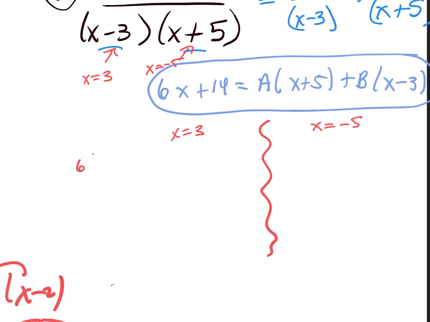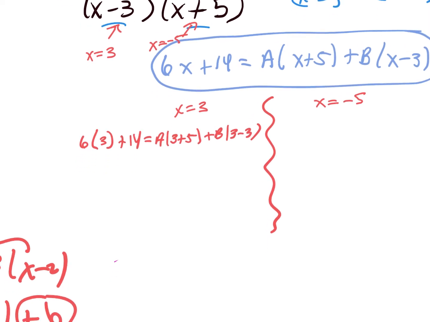So I have 6 times 3 plus 14 equals A times 3 plus 5 plus B times 3 minus 3. So as we go through and simplify, 6 times 3 is 18, and 18 plus 14 gives me 32 equals 3 plus 5 is 8, so 8 times A is 8A. And then what do you have when you have negative 3 and positive 3?